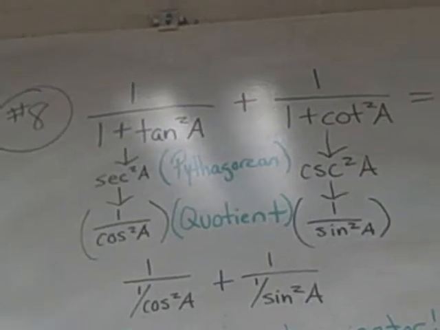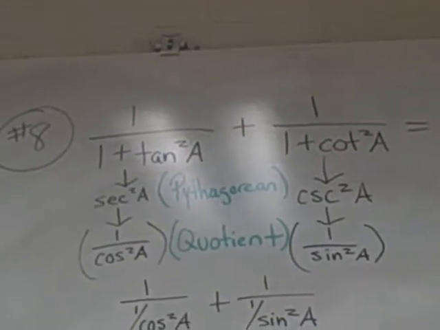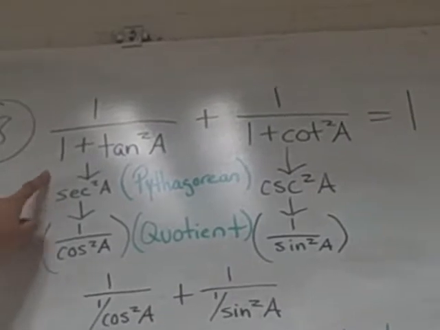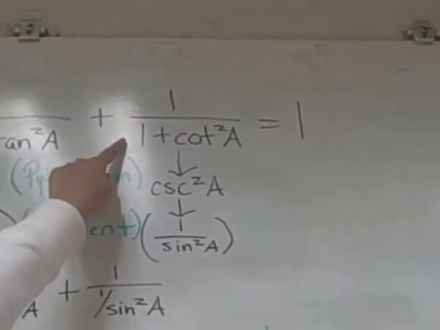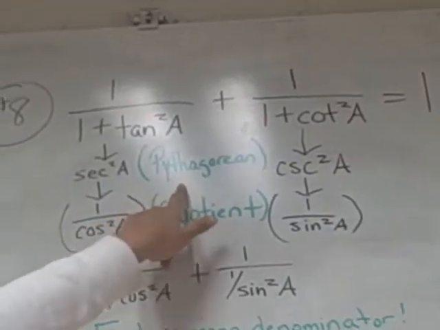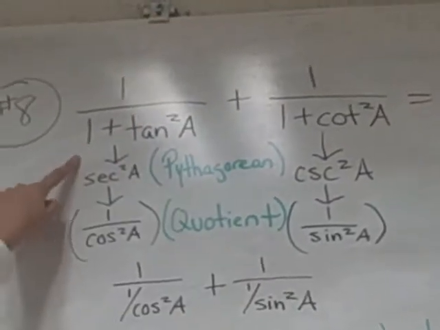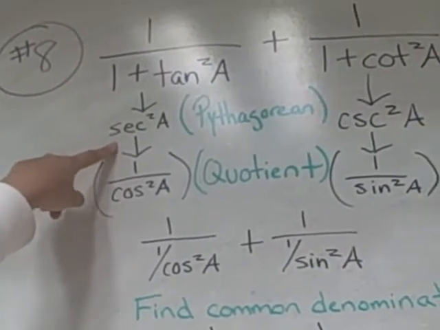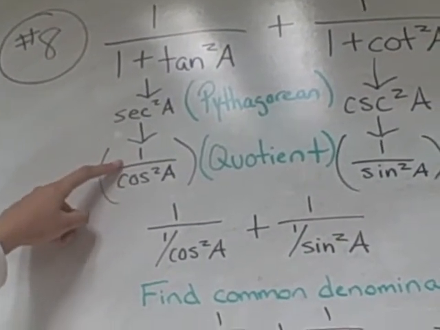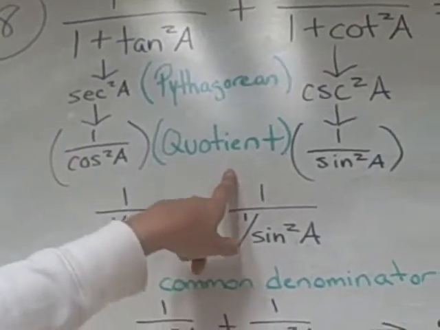So this is problem number 8 from episode 6. The problem is 1 over 1 plus tangent squared a plus 1 over 1 plus cotangent squared a. And so we know from our Pythagorean identities that 1 plus tangent squared a is equivalent to secant squared a, and when you reduce that, it would be 1 over cosine squared a from our quotient identities.